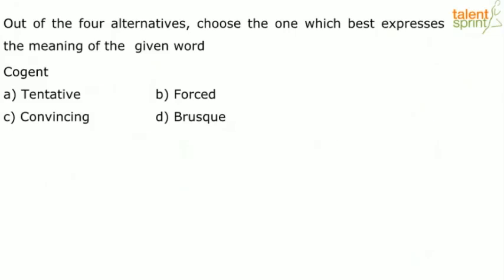Cogent. Cogent. What are my options? Tentative, forced, convincing, brusque. Now, just to give you a heads up again. Are you familiar with any of the root words? C-O-G. Now, C-O-G is again a Latin root word, right? Which means to know.